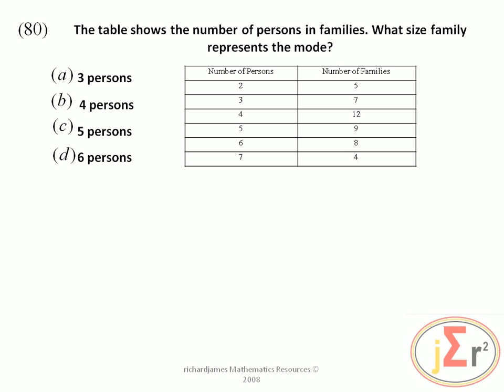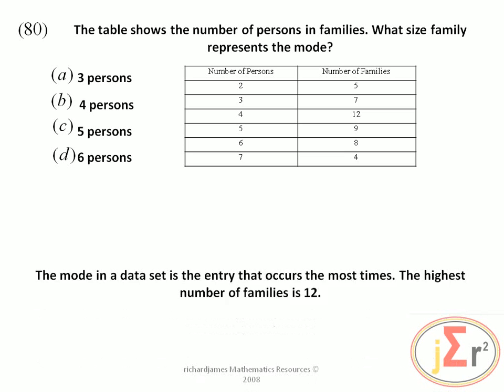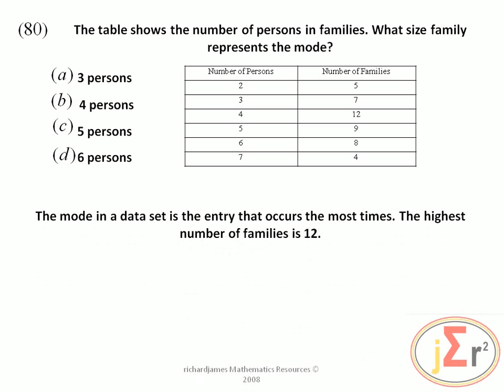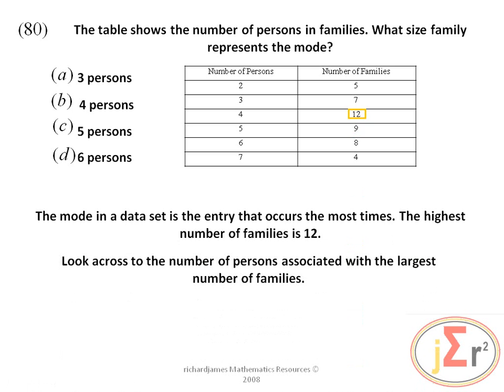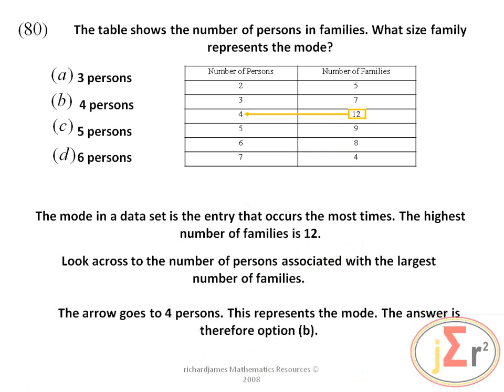The table shows the number of persons in families. What size family represents the mode? What is the mode? The mode in a data set is the entry that occurs the most times. The highest number of families is 12. See, we have here number of families, and the highest number is 12. Look across to the number of persons associated with the largest number of families. The arrow goes to 4 persons. This represents the mode. The answer is therefore option B.